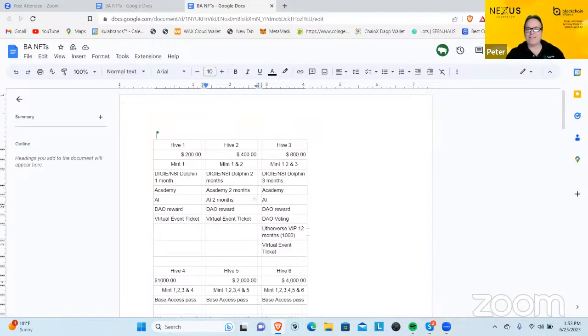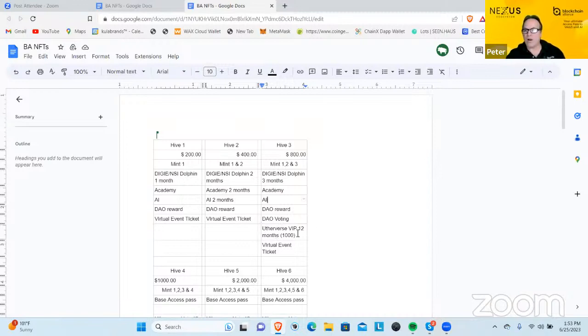Now we get to Hive 3 or Tier 3. You're going to get 3 months of the Academy and 3 months of AI. You are now qualified once the DAO launches because you have 3 unique ones, and that gives you DAO voting. You also get Otherverse VIP for 12 months.